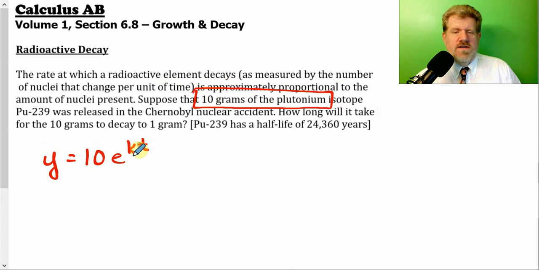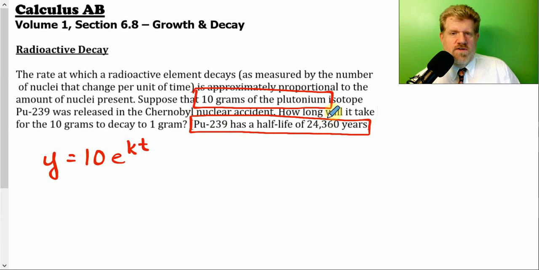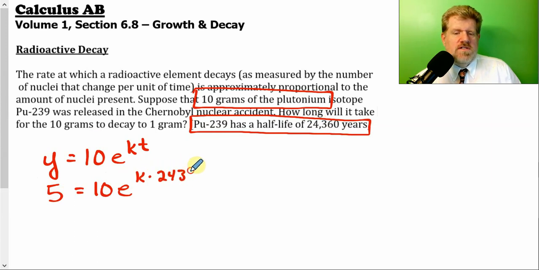Now we've got to look for that constant of proportionality. Well, here's my other fact. It has a half-life of 24,360 years. Now a half-life means half of it is left. So if we started with 10, in 24,360 years, there should be 5 left. And we know our time is going to be 24,360.